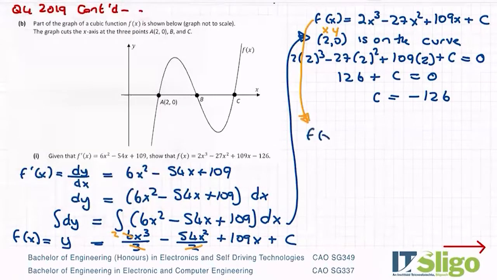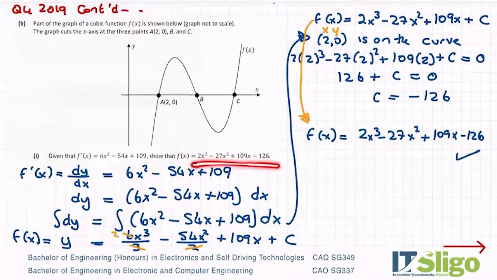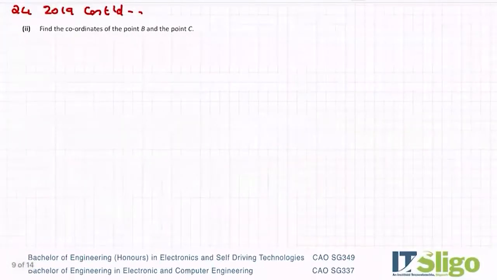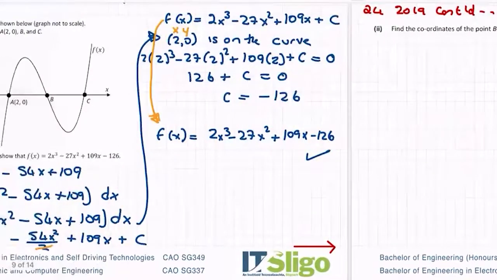So you are finding that f of x is equal to 2x cubed minus 27x squared plus 109x minus 126. Okay, and that's you showing that f of x was that. Okay. Part 2, find the coordinates of the points B and C.